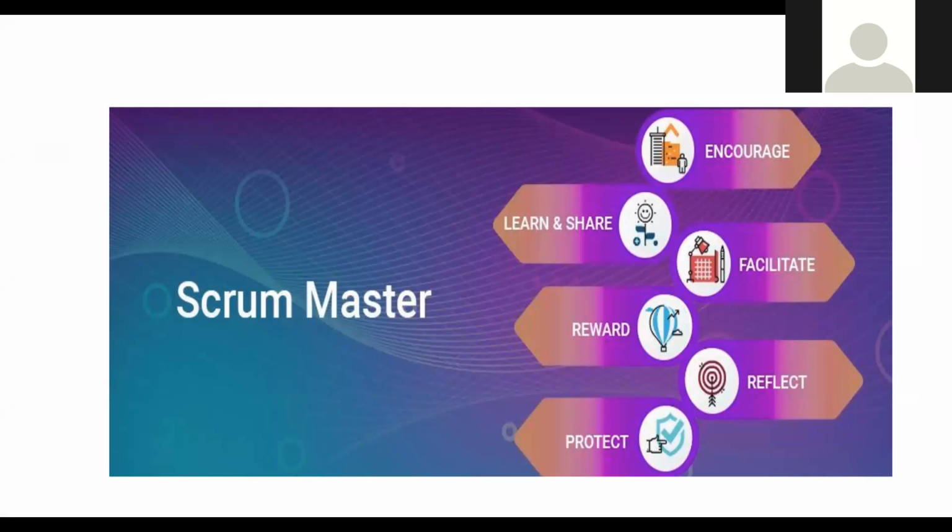I've got here in front of you a pictorial that shows in summary the role of the Scrum Master. And we'll be going through all this. By the end of this presentation, you will have seen that what the Scrum Master does is to encourage and help the dev team, to facilitate their work, to help them reflect, to reward, to protect, to learn and to share. To learn and share Agile knowledge, agility, and help the team to come on board.